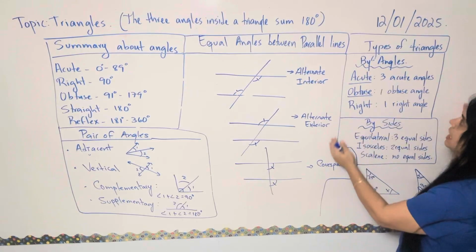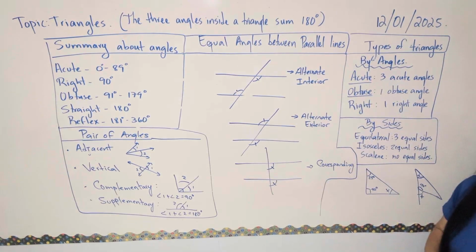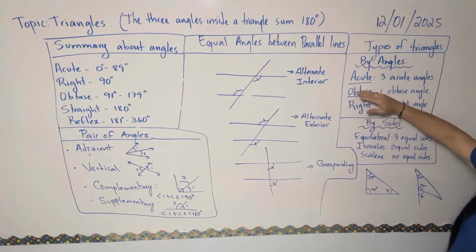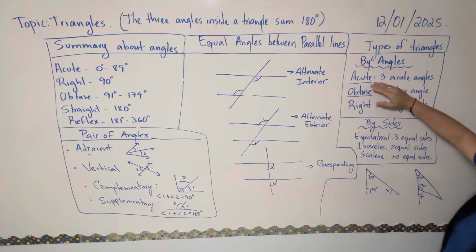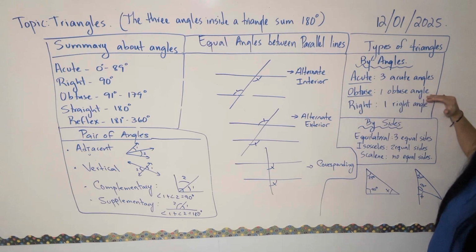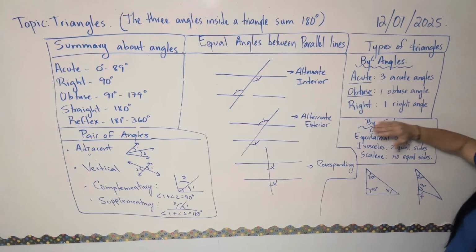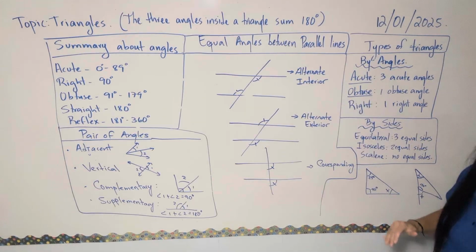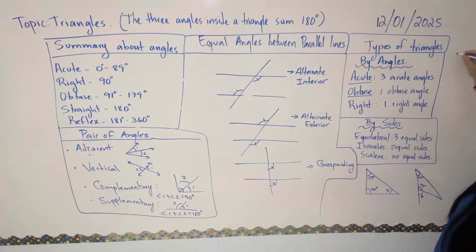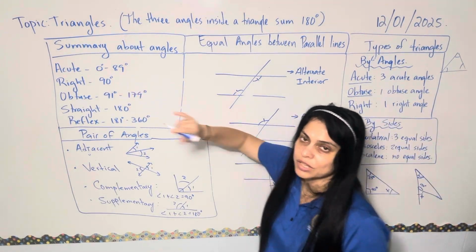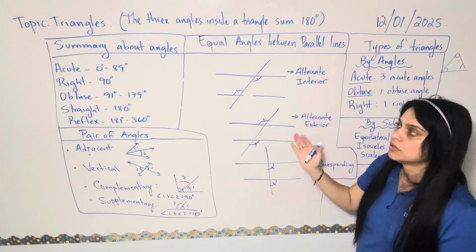Now, about today's class, we are going to be talking about types of triangles. According to the angles, we have 3 types. It's going to be called acute, and that means you have 3 acute angles. It could be obtuse, in which one of the angles inside the triangle is going to be obtuse, or we have a right triangle, in which one of the angles is going to be right. When we talk about acute, remember that the angles need to be between 0 and 89. So the 3 angles need to be from 0 to 89.